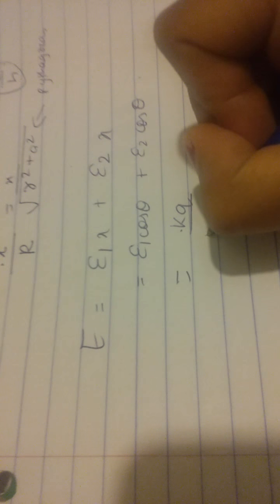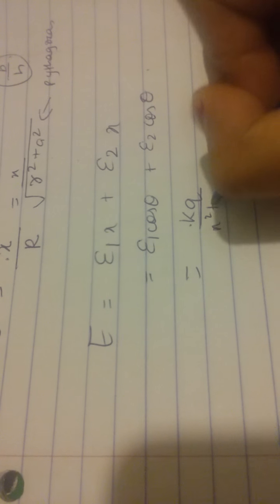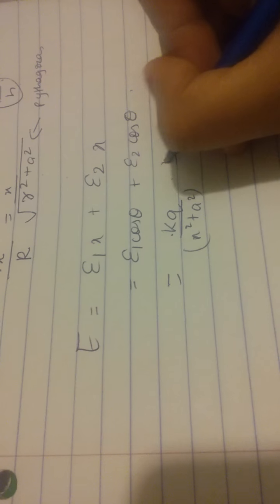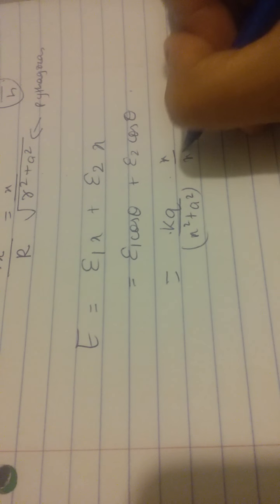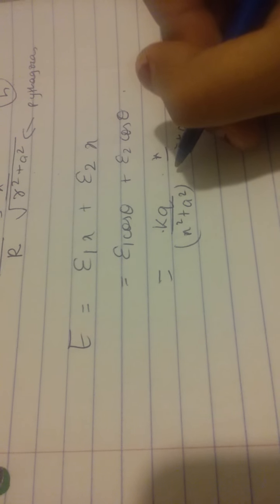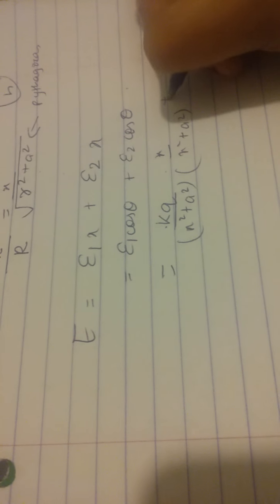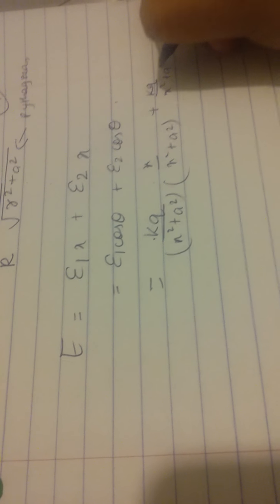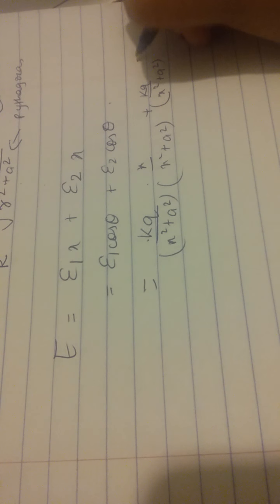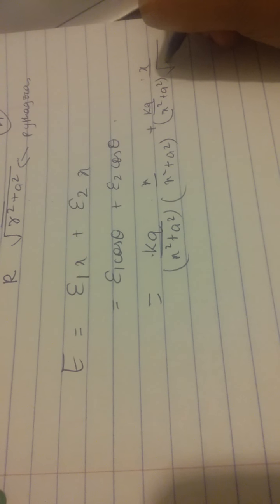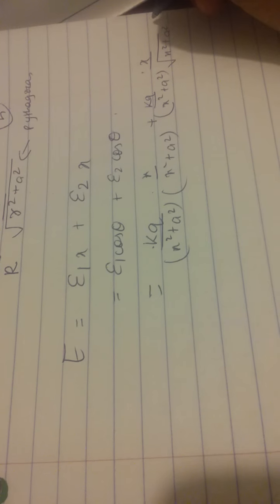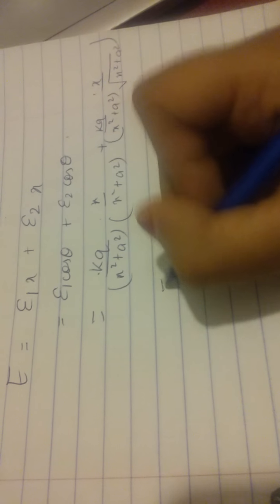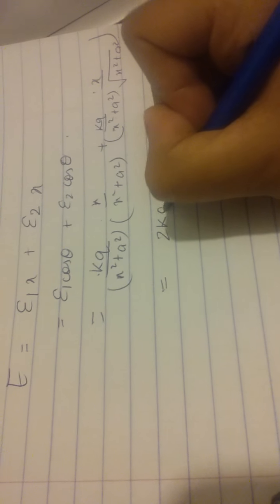So it's going to be kq times x over x square plus a square to the power 3 by 2, plus kq times the same thing. So basically this is just multiplying by 2 because it is the same thing. So we can say this is 2kq.